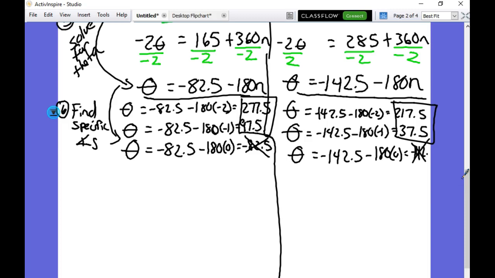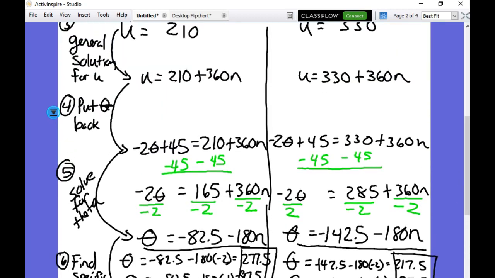Okay? So that's it. Wait, what was step 4? Step 4. Put the theta back.